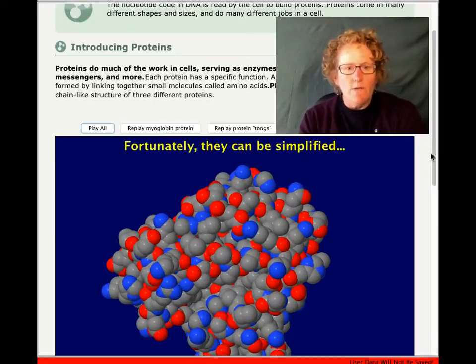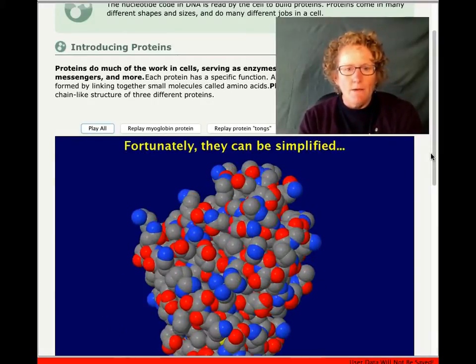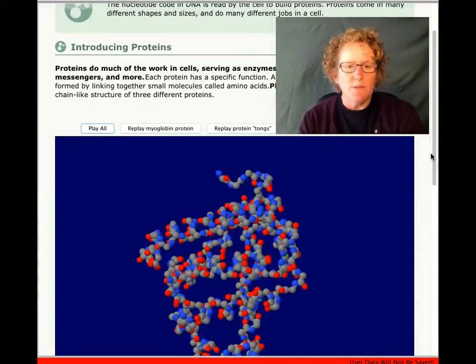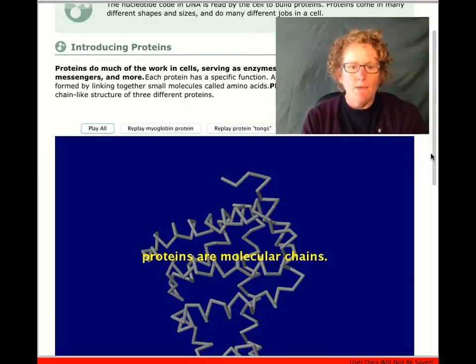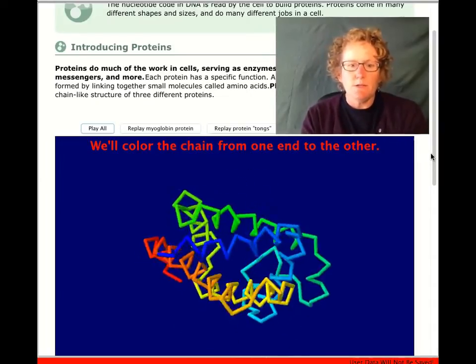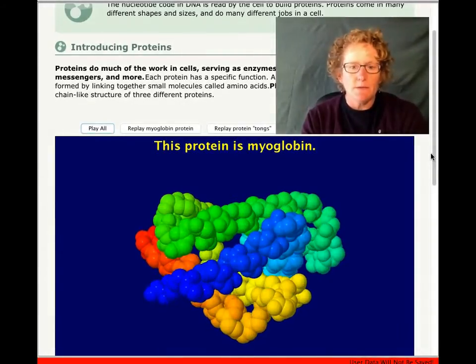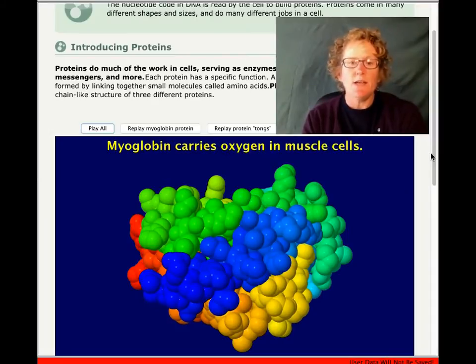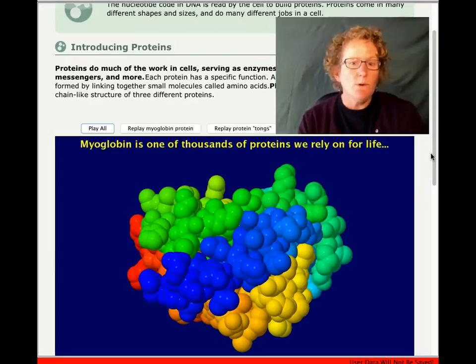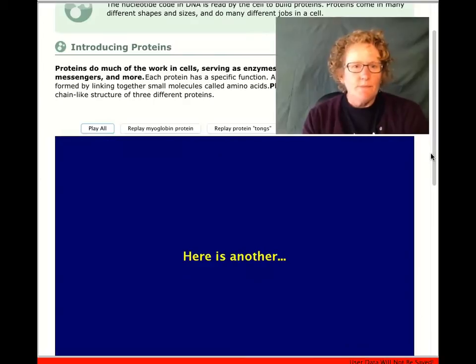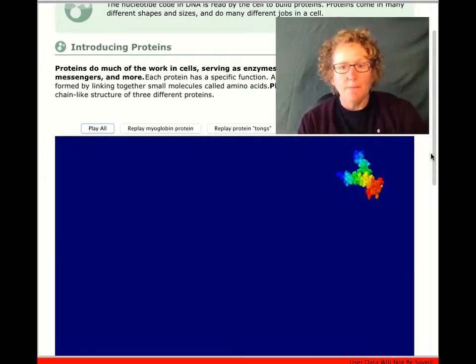So you can see all the different stuff that goes into making a protein. They're molecular chains made out of amino acids. And they're just coloring the chain, not to show the different amino acids, but so you can see the different parts. That's myoglobin, that's one of the questions. It carries oxygen in muscle cells. So for 4A, heads up. We rely on myoglobin.